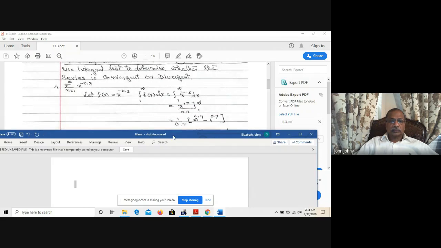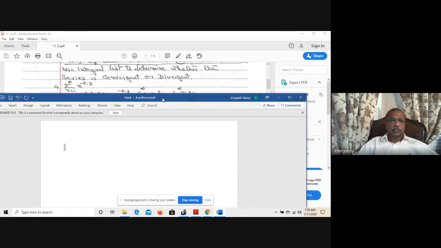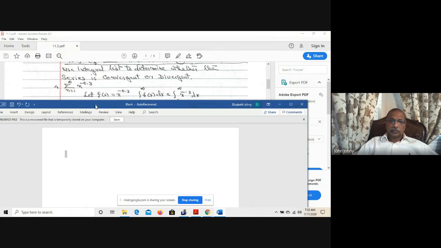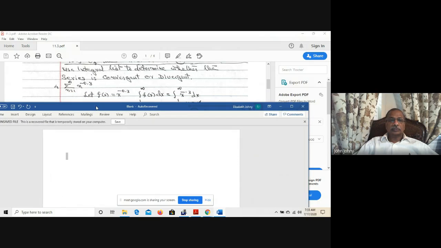Okay, here is the question from the textbook. Use the integral test to determine whether the series is convergent or divergent. Number 4, the sum from n equals 1 to infinity of n to the power of negative 0.3. So let f(x) be x to the power of negative 0.3. See, a_n is equal to n to the power of negative 0.3. So you replace n by x, f(x) is x to the power of negative 0.3.